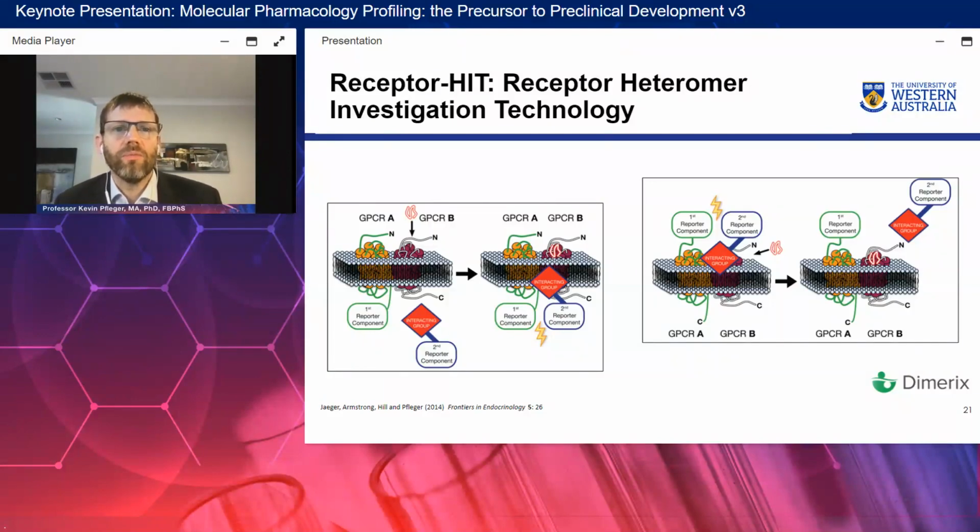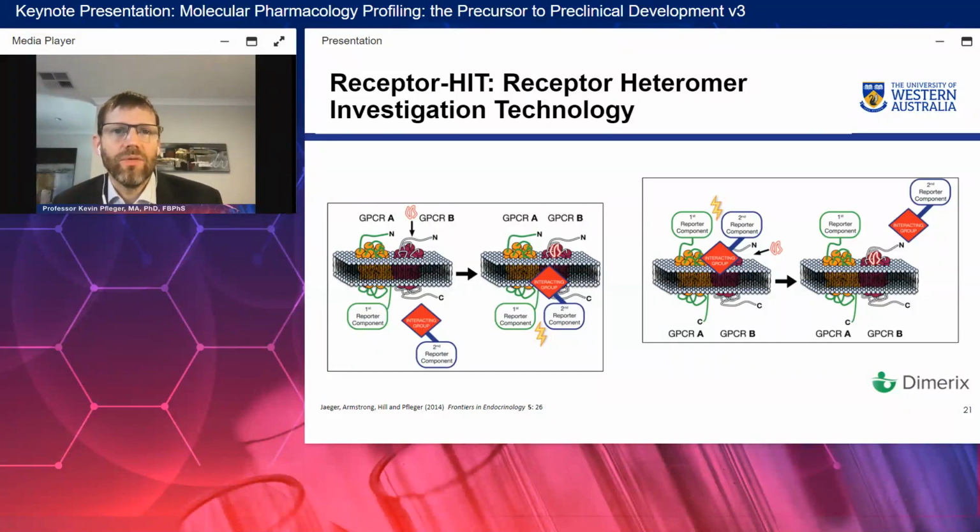So we have the first part of that reporter component attached to that first receptor. We then have GPCRB, or the second receptor, unlabeled with respect to that reporter system. We then have our second reporter component attached to the interacting group, and that interacting group translocates up and interacts with the complex when you activate that GPCRB or the heteromer complex. So that means that the second reporter component is brought into closer proximity with the first reporter component, and as a consequence, we have a signal.